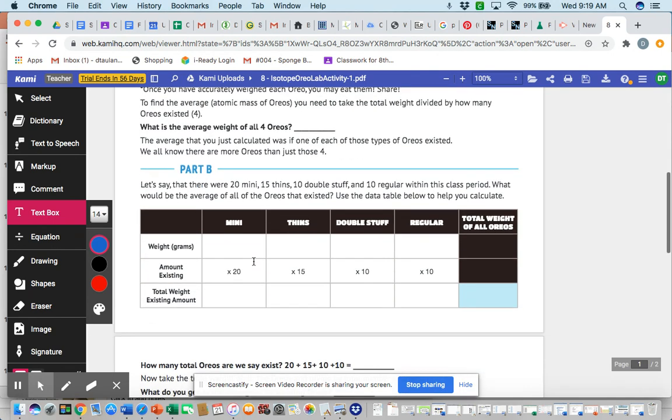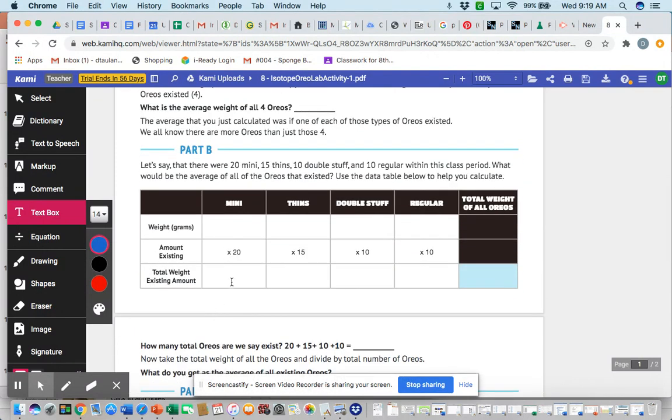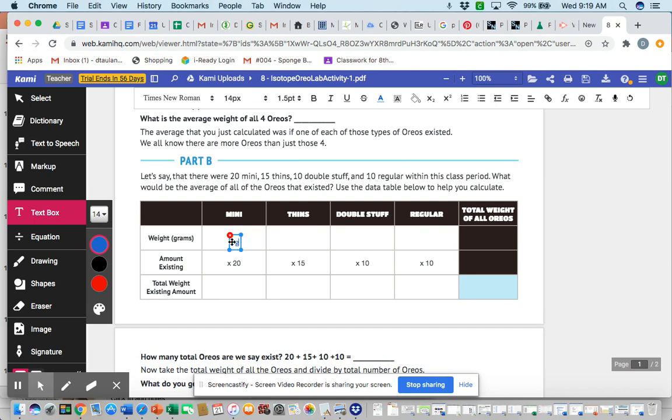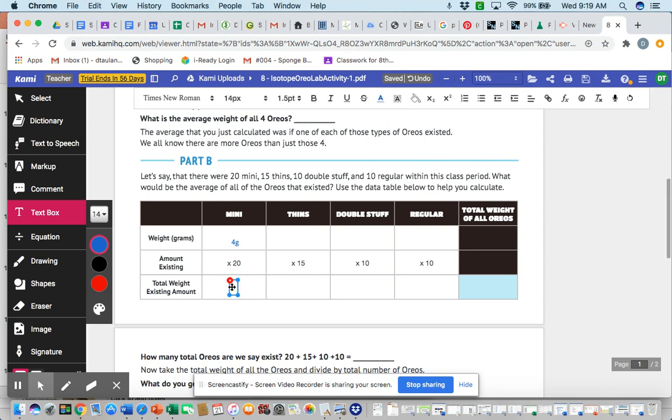And that's our average. So let's say there are 20 mini, 15 thins, 10 double stuff, and 10 regular in this class period. What would be the average of all the Oreos that existed? Use the data from the table. You're going to transfer your weight down here and then complete the multiplication. For example, I'm going to put 4 grams here, and 4 times 20 is 80. So this would be 80 grams.